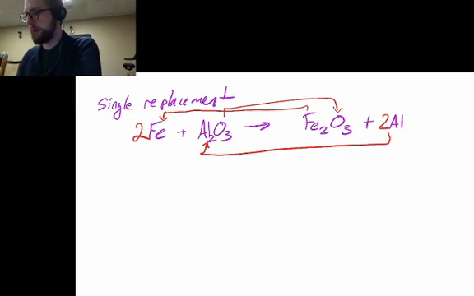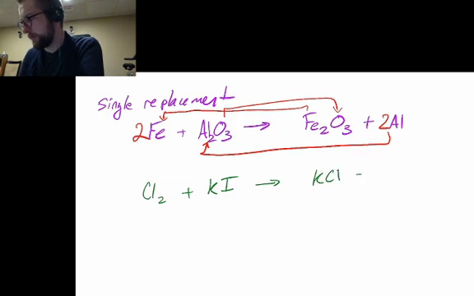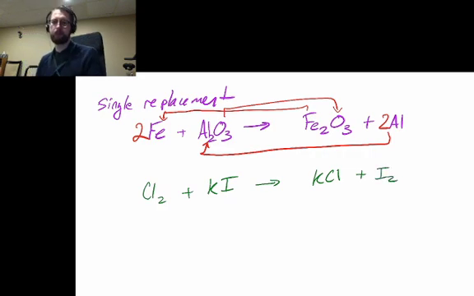Let's do one other single replacement. So maybe let's take some iodine, I2, and add that to some, or no, let's do chlorine, add that to some potassium iodide, and the result's going to be some potassium chloride plus I2. So we have a pure element on the left, chlorine, and a pure element on the right, iodine. And they are swapping partnership with the potassium.